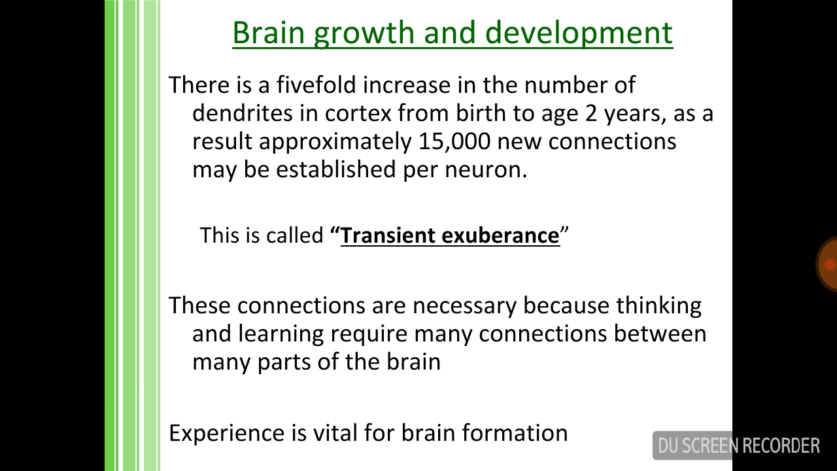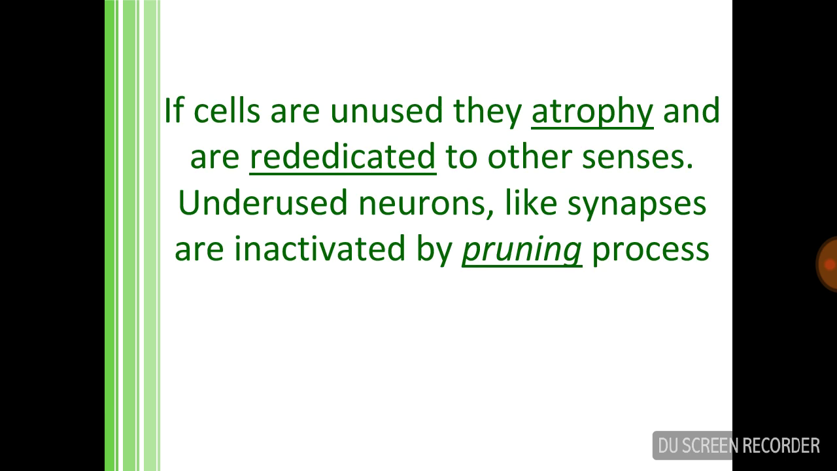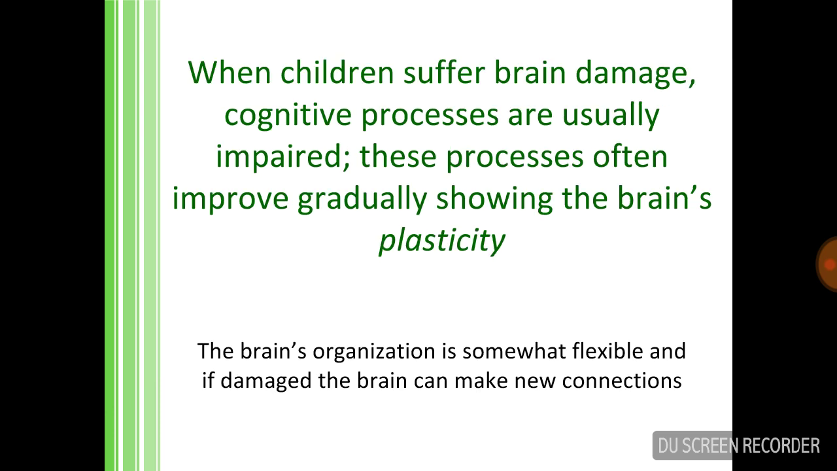Experience is vital for brain formation. If cells are unused, they atrophy and are redirected to other senses. Underused neurons and synapses are inactivated by a pruning process. When children suffer brain damage, cognitive processes are usually impaired. These processes often improve gradually, showing the brain's plasticity. The brain's organization is somewhat flexible, and if damaged, the brain can make new connections.